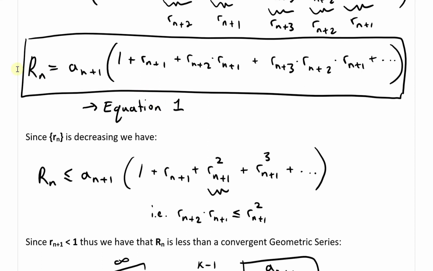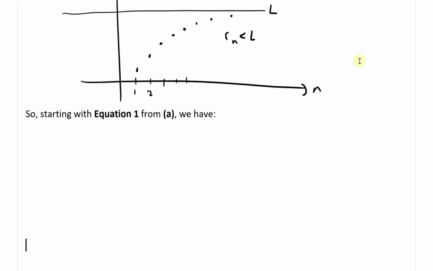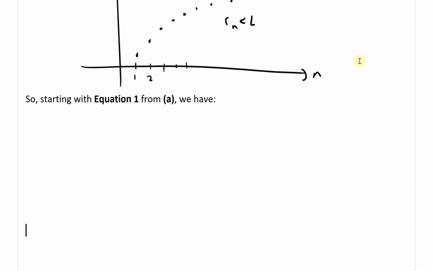So equation 1: R_n equals a_(n+1) times 1 plus R_(n+1) plus R_(n+2) times R_(n+1), then plus R_(n+3) times R_(n+2), and so on. Let's just write this down. So let's start off with that, because it's the same procedure.